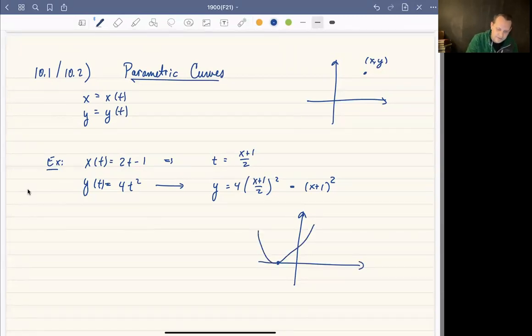That was a terrible parabola. The other thing that's different here is that for parametric curves, these curves also have a direction. And in our case, the direction is going to go from left to right. You could see this just by plugging in different values. For example, at t equals 0, x is -1 and y is 0. And if t is equal to 1, then x is 2 times 1 minus 1, which is 1, and y is 4. So you get the point (1, 4).